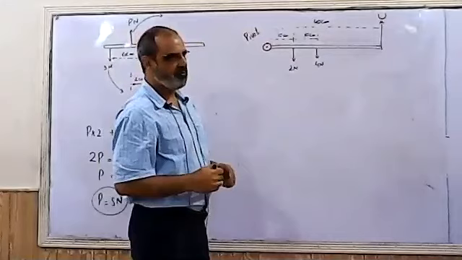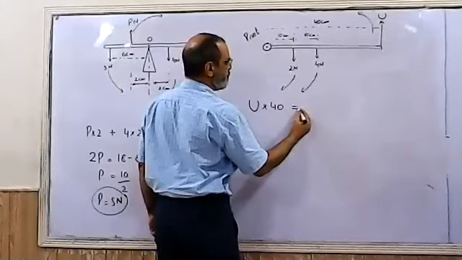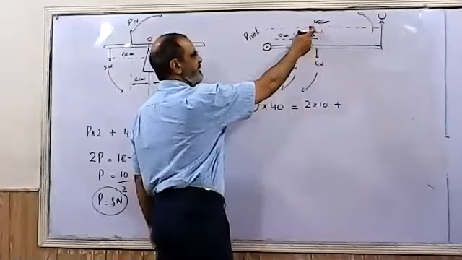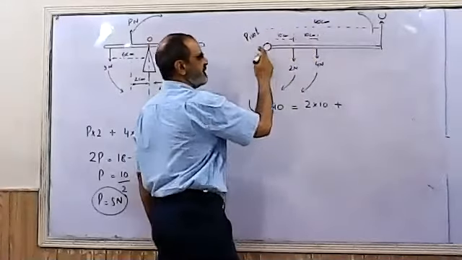So anti-clockwise moment produced by U will be U into the distance of U from the pivot. That is 40 centimeter. And two forces which are producing clockwise moment are 4 and 2. This 2 Newton is a distance of 10 centimeter from pivot. Plus this 4 Newton force has a distance of 10 plus 10, 20 centimeter from the pivot.